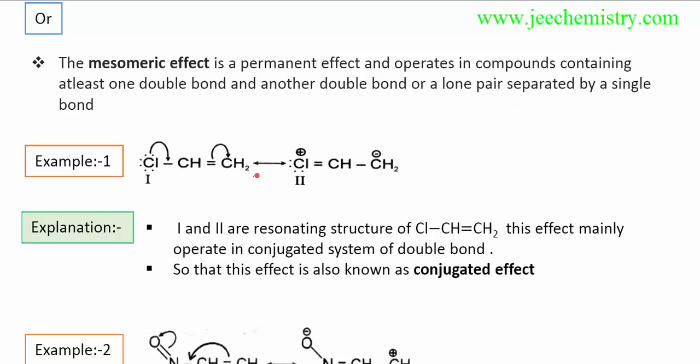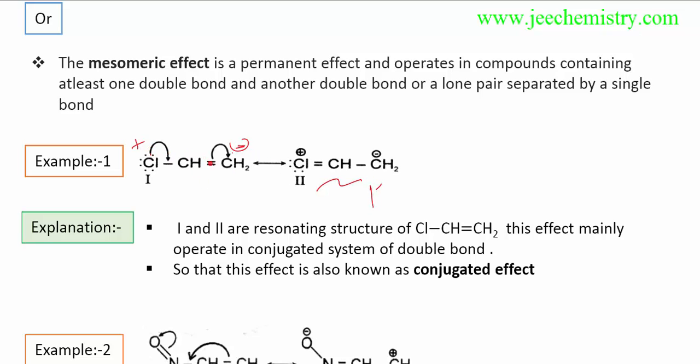This means in this type of compound, a lone pair is there, then this lone pair will shift like here, the pi bond will shift like this, and this lone pair will shift like this. Then here a plus charge will be generated, and a negative charge will be generated. In this way the polarity is produced in the molecule, in the conjugated system.